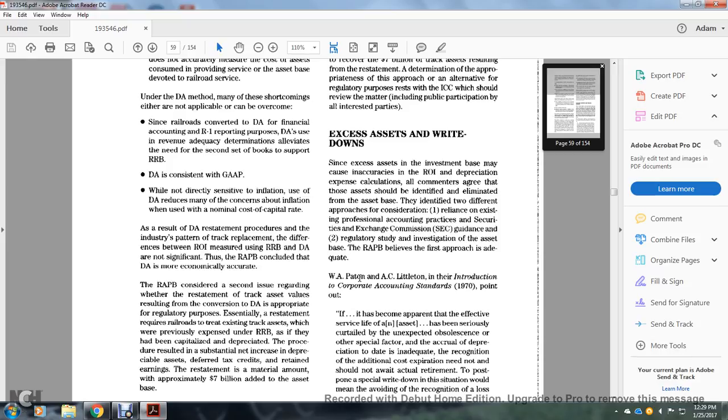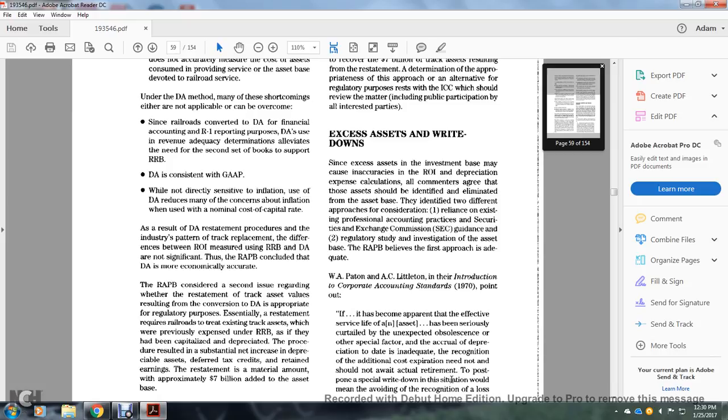W.A. Paton and A.C. Littleton, in their introduction to Corporate Accounting Standards in 1940, pointed out that if it has become apparent that the effective service life of an asset has been seriously curtailed by unexpected obsolescence or other specific factors, the accrual of depreciation at the date of adequate recognition for the additional cost should not await the actual retirement or be postponed.